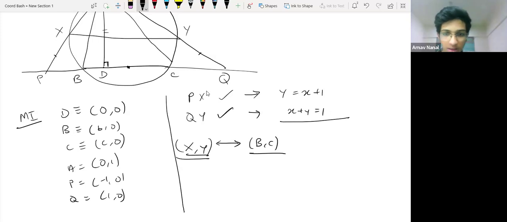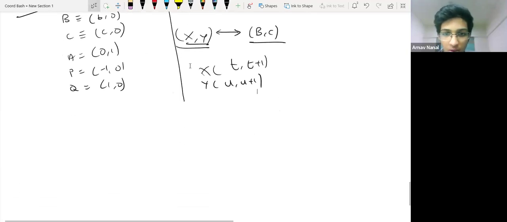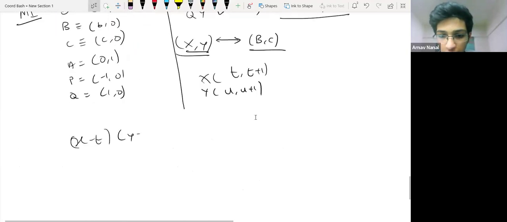So now you can just assume x has to be some, let's say, t comma t plus 1, and y has to be some u comma u plus 1. Now by the diameter formula, you know that the diameter formula is x minus t into, wait, sorry, I messed up the formula of y. It's y is u comma 1 minus u.